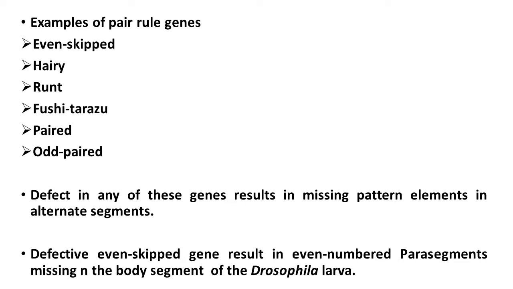Like the defective even skipped gene results in even numbered parasegments missing in the body segments of Drosophila larva. The parasegments, the segmentation will be disturbed, and if the segment is not precisely located, then the function at the next step will also go missing from there.